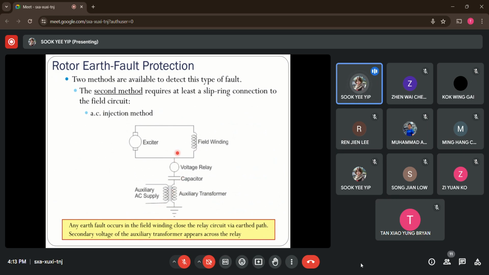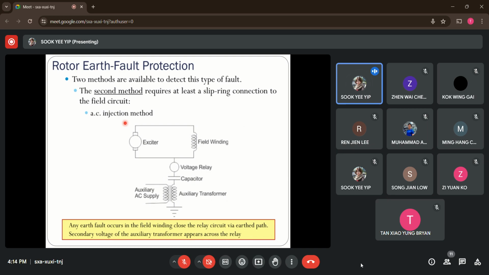But this AC injection method is only applicable to those generators that have slip ring connections to the field circuit. So what happens if a fault occurs in the field winding? Again, it will close this voltage relay circuit through the ground path. Why? Because this is the primary and this is the secondary. We will have a secondary voltage induced across this auxiliary transformer, so it can be measured and cause this voltage relay to trip in the event of a fault condition. That's how we deal with this.